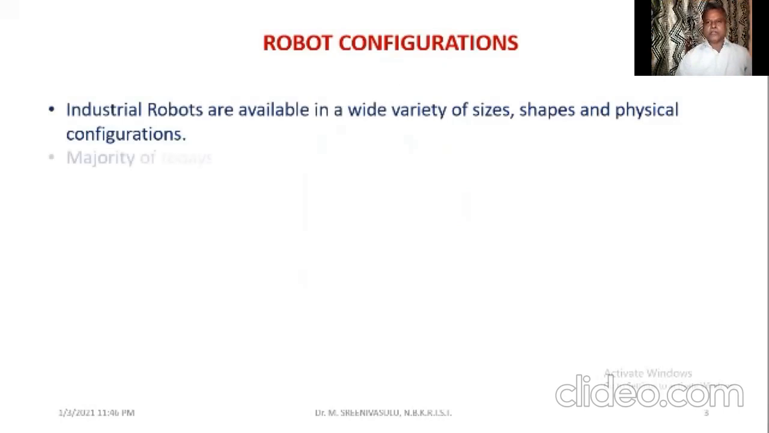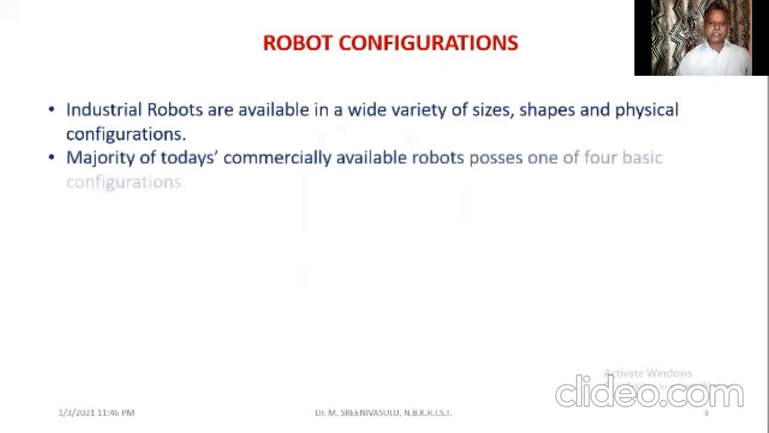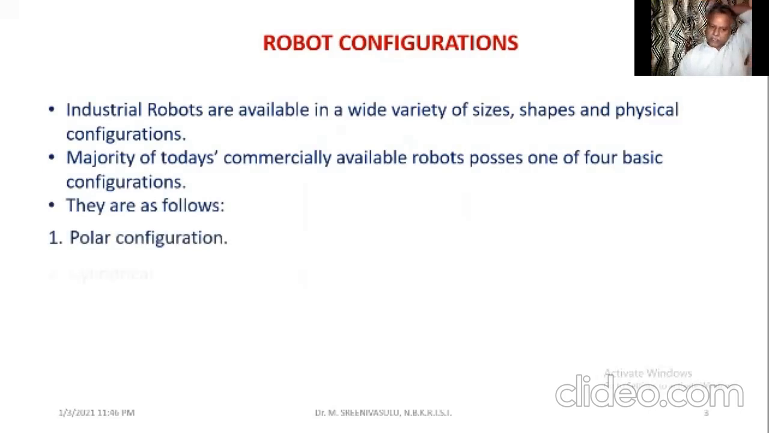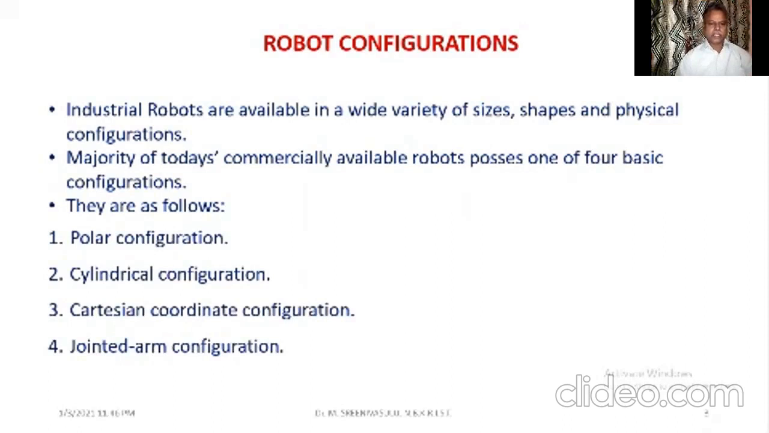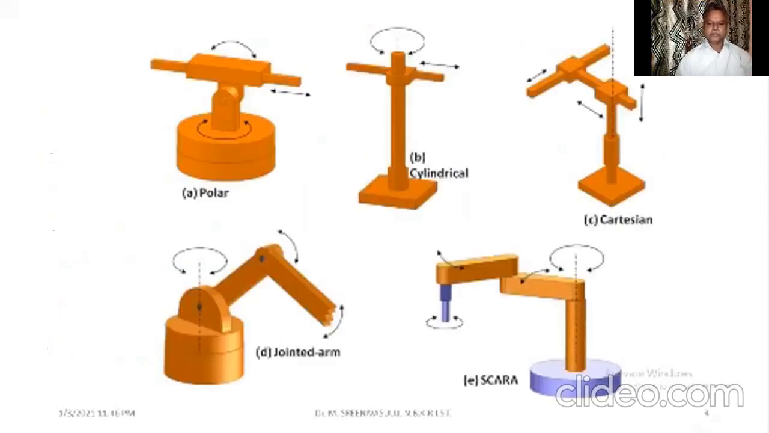Industrial robots are available in a wide variety of sizes, shapes, and physical configurations. The majority of today's commercially available robots possess one of 4 or 5 basic configurations. They are as follows: polar configuration, cylindrical configuration, Cartesian coordinate configuration, jointed arm configuration. These are the major categorizations under configurations. We'll see simple sketches pertaining to them.